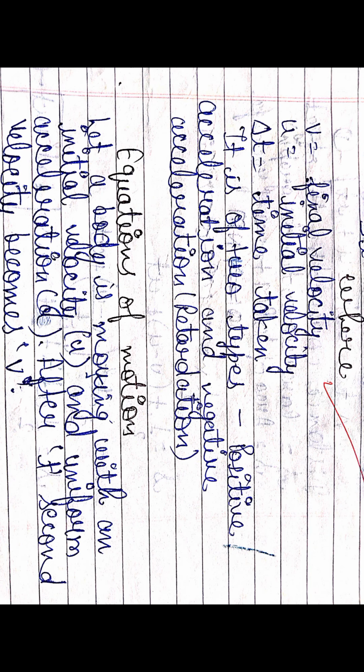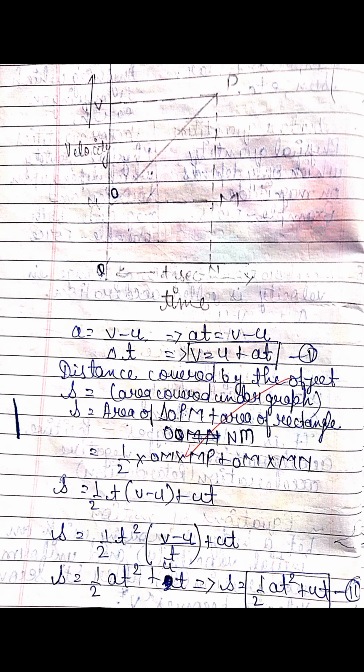Now equations of motion. Suppose a body is moving with an initial velocity u and uniform acceleration. After t seconds, velocity becomes v. Now the diagram is here. Now we can derive it. a equals (v minus u) by delta t. Now at equals v minus u. Therefore v equals u plus at. This is the first equation.